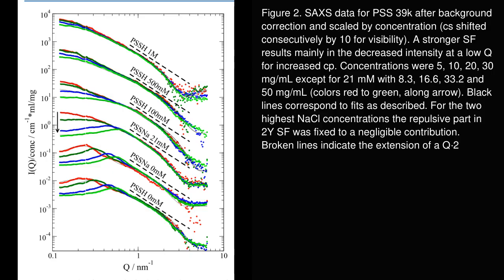For the highest salt concentration studied, the repulsive contribution in the 2Yukawa model was fixed to negligible, indicating near absence of electrostatic repulsive interactions. The broken lines in the figure indicate the Q-squared decay region of the scattering, consistent with polymer chain form factor behavior. These SAXS results provide crucial structural context, showing how salt concentration and polymer concentration modulate interchain interactions and polymer conformation in solution. Important factors linked to the diffusion phenomena discussed.